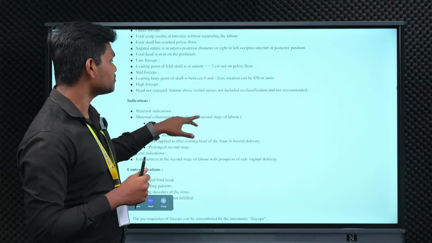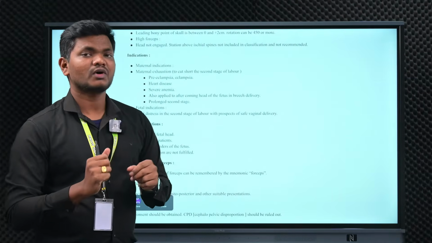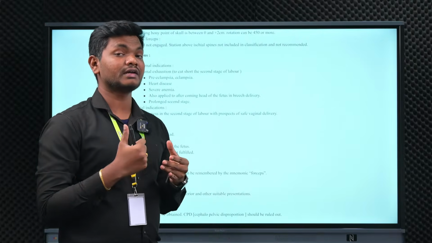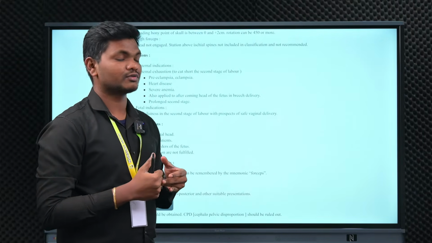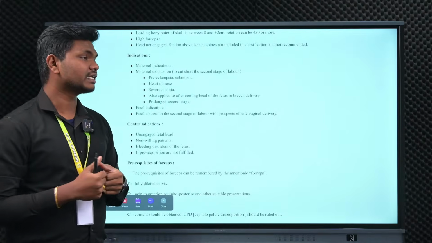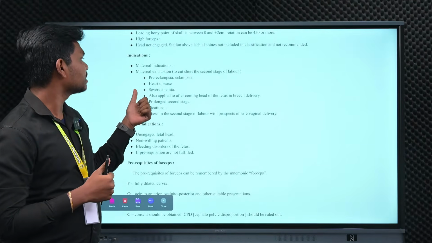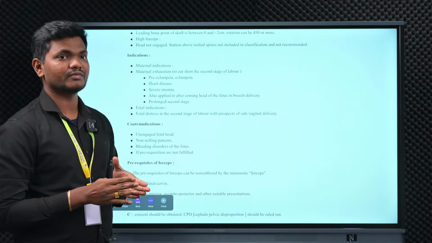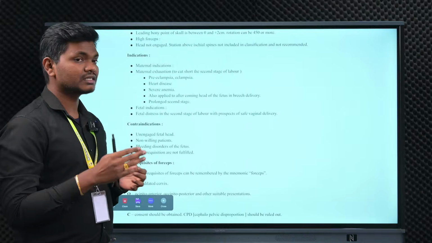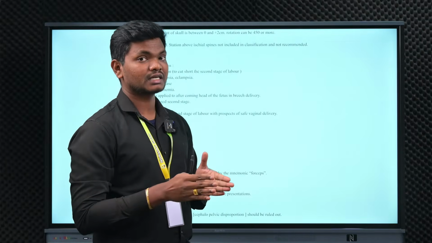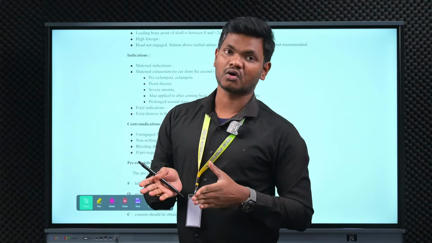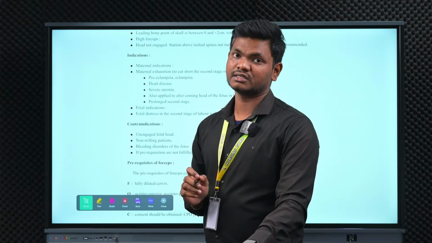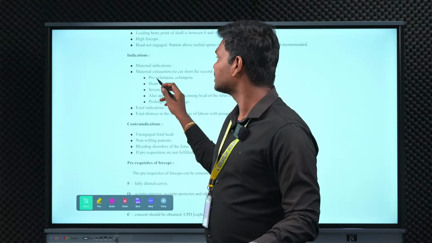Indications for obstetrical forceps. When can we use this obstetrical forceps? The first one is maternal indications. For example, maternal exhaustion, to cut short the second stage of labor. When obstructed labor occurs, that may lead to prolonged labor. During that time we can apply the forceps method to get the delivery. So that is a maternal indication.